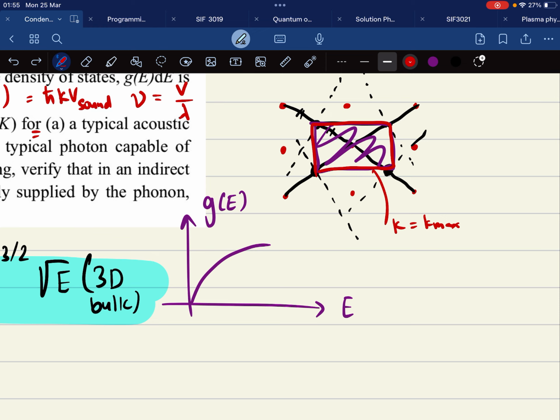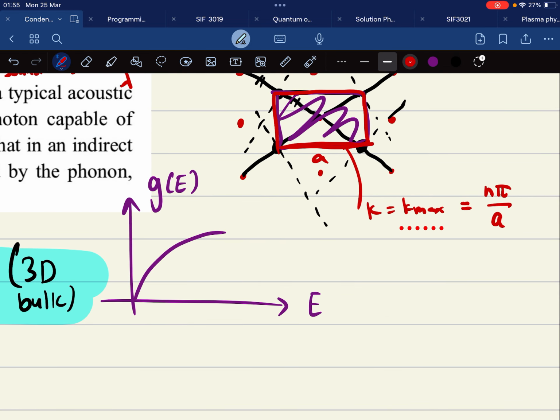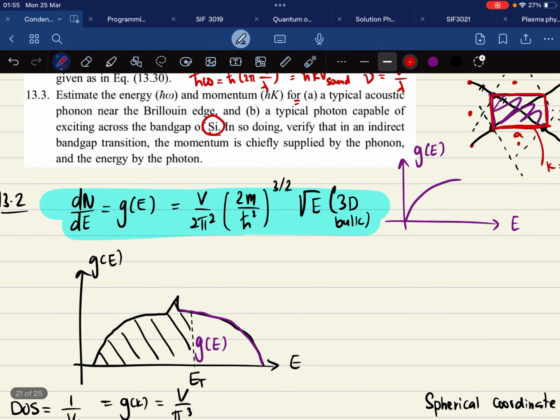So remember, the wave vector is given by n pi over the lattice constant, A. The lattice constant for silicon, you may search for it. I choose n equals 1, so pi over A, no problem.